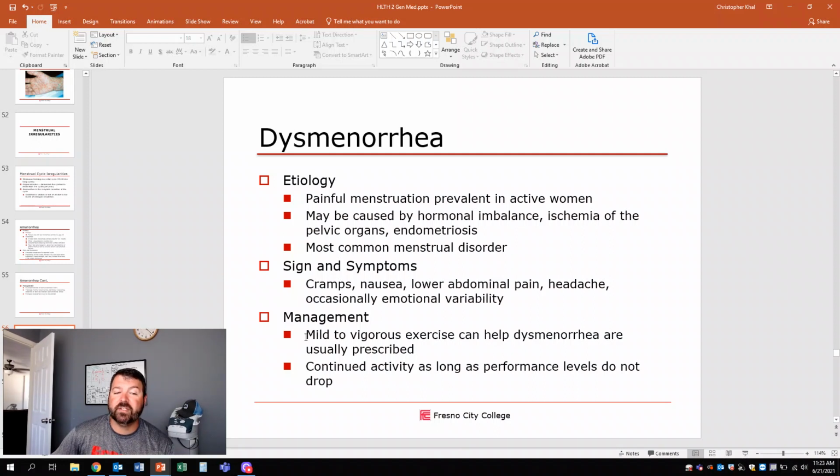Management: mild to vigorous exercise may help. Medications for dysmenorrhea are usually prescribed. Continue activity as long as performance levels do not drop. Contact your doctor. Make sure it's nothing worse, obviously.